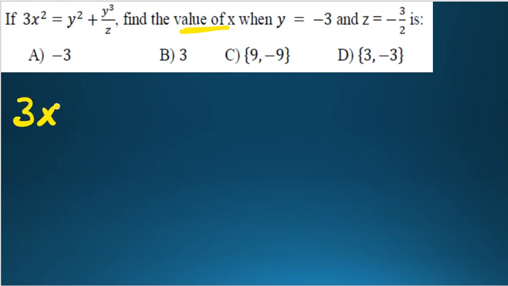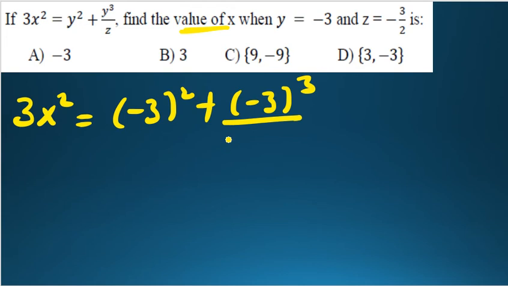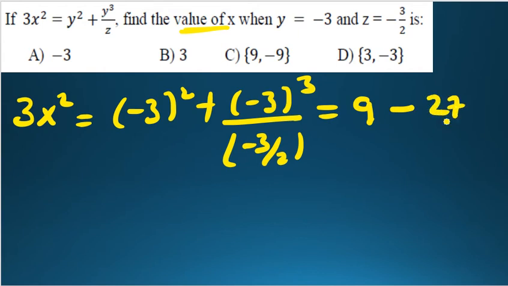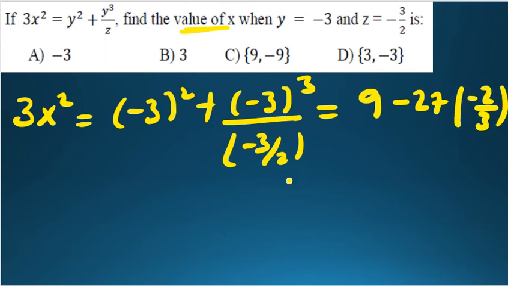So what to do? 3x squared is equal to y squared, which means I'm going to insert in place of y negative 3 squared, plus again negative 3 cubed, the whole over negative 3 over 2. This means negative 3 squared is 9, minus, because when you cube it it's negative, 27, over negative 3 over 2. We have to flip it because it's a fraction in the denominator. We can say here times negative 2 over 3. Okay, let's write it. Let us use the space wisely: 9 minus 27 times negative 2 over 3.